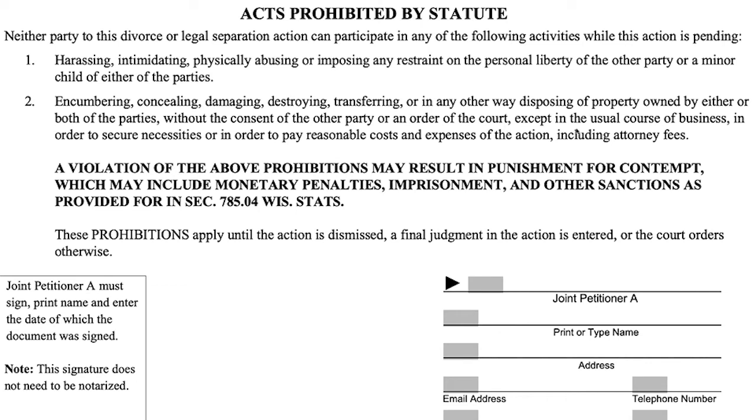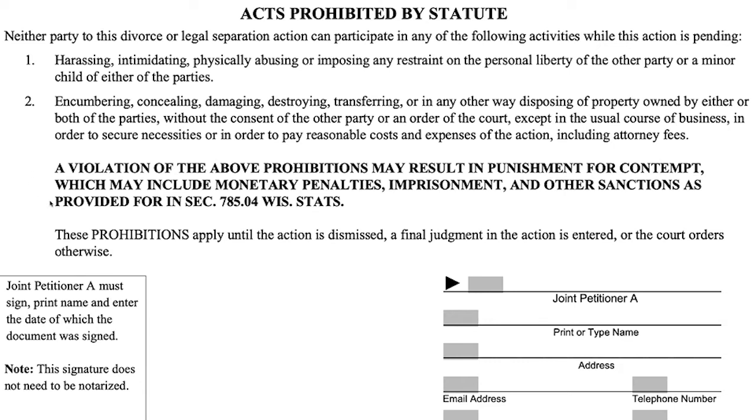However, you can, of course, run your business normally, in order to secure necessities or in order to pay the reasonable costs and expenses of the action, including attorney's fees. So you can still pay your bills, of course, but you can't go out and take out like a home equity line of credit on the marital home and just forge your spouse's signature or get away with it because you're still legally married. You just can't make any big financial moves or try to hide anything because they'll find out.